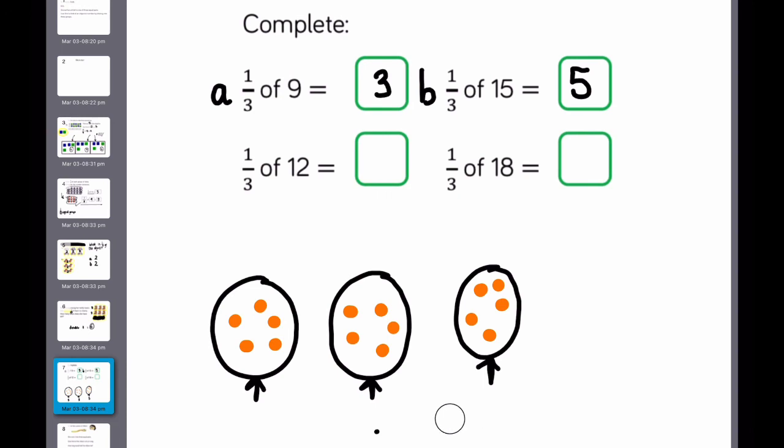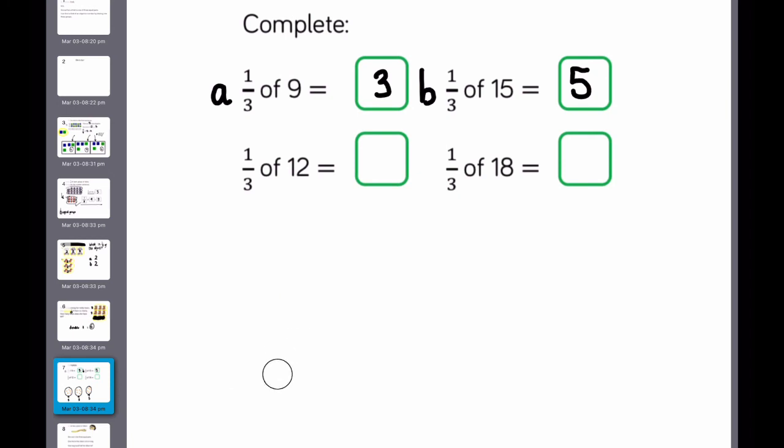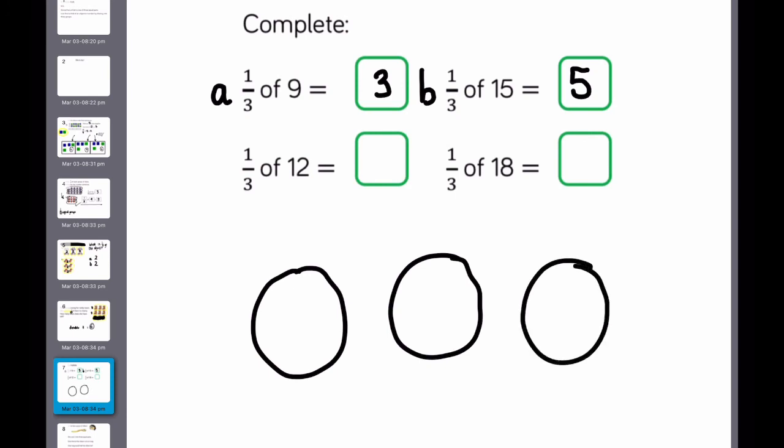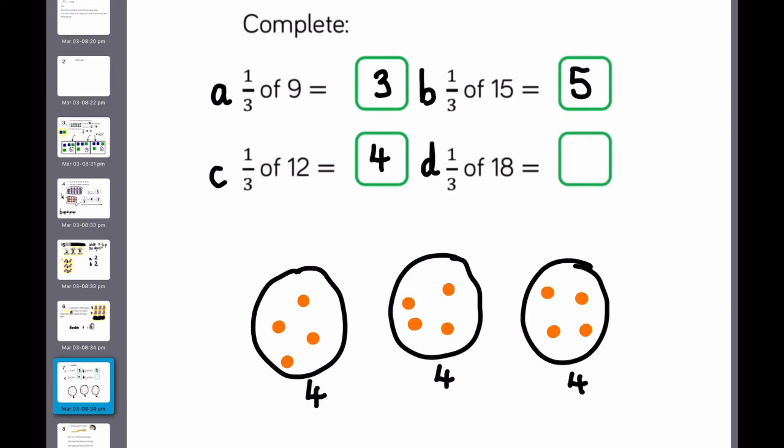Okay, let's do the next one together. So you get your circles ready while I'm getting myself sorted as well. And are we ready to find a third of 12? Ready? 1, 2, 3, up to 12. So we've got 4 and 4 and 4. So a third of 12 is 4. Amazing stuff. And last one.